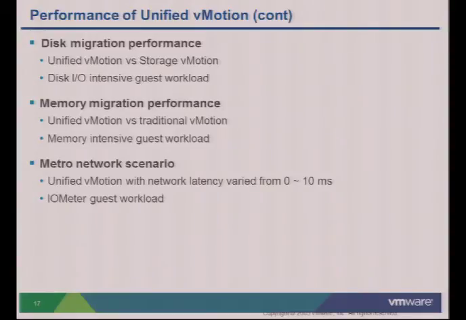The second experiment we did is to compare the memory migration performance between unified vMotion and traditional vMotion. In this experiment, we run some CPU and memory intensive workload so that we can exercise the memory precopy code path. We even inject a workload large enough so that the simple memory precopy wouldn't converge. The third experiment is to measure the unified vMotion performance over metro distance. In this experiment, we inject latencies between 0 to 10 milliseconds so that we can evaluate the performance of unified vMotion if we want to migrate both memory and disk state over metro distance.